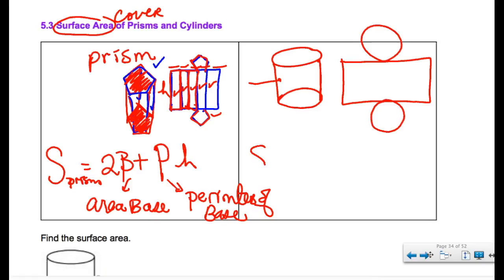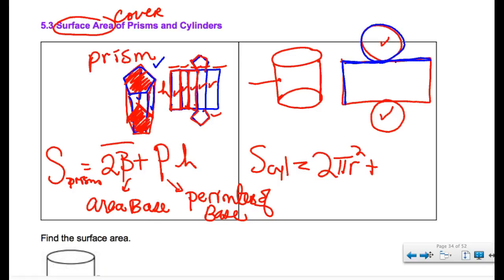So the surface area of my cylinder is going to equal 2 of these circles. It's really the same thing as over here, 2B, but my bases are circles, so there's a 2 pi r squared plus, and I still do the perimeter of the base, this, times the height. But this length right here is the circumference of the circle.